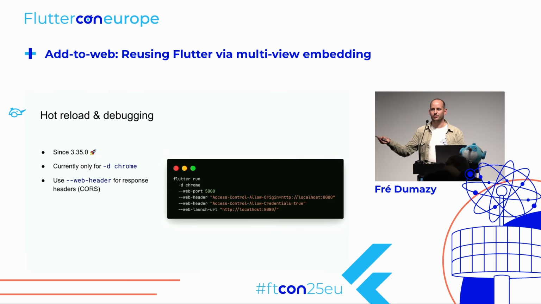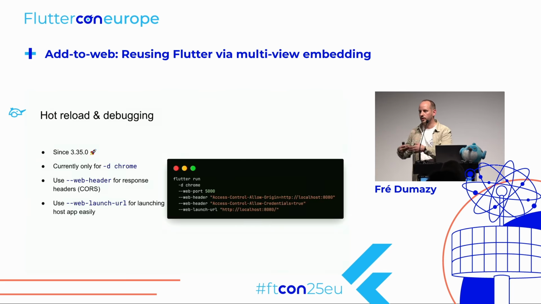Somebody who never has issues with CORS? So no, you can actually add the web header argument there, and you can add response headers from your debugging server that's running, which would allow you to set up this CORS issues during development. And because you're working in two different projects, you can also use the web launch URL to actually point it to your host application that embeds your app, just to get quickly started whenever you start a debugging session.